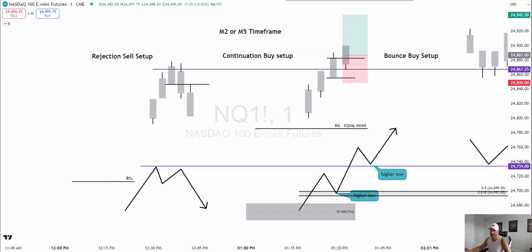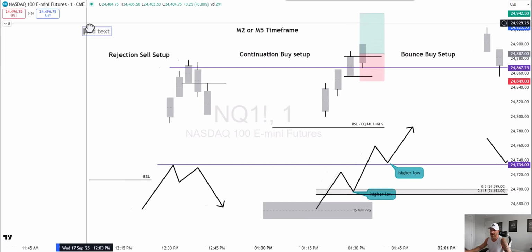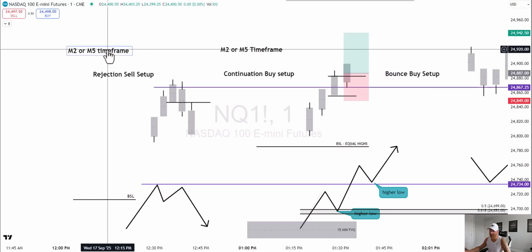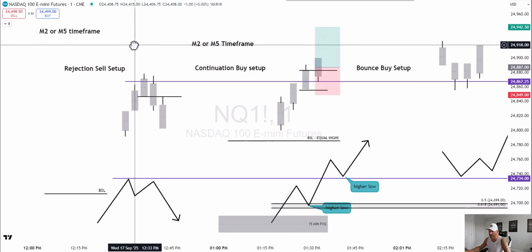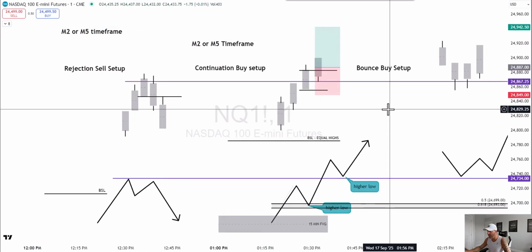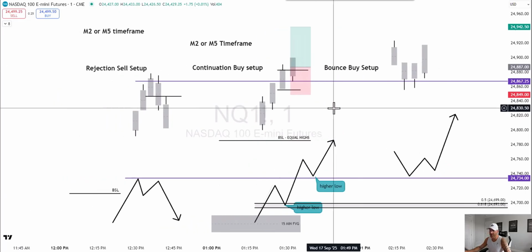But these buy and sell setups are based on the 2-minute and 5-minute time frame. So I erase that. So at the 5-minute or 2-minute time frame. Now you can trade them on the higher time frames too. They work out on the 15-minute, they work out on the hourly, all that stuff. But the 2-minute and the 5-minute are the main ones that I go for.